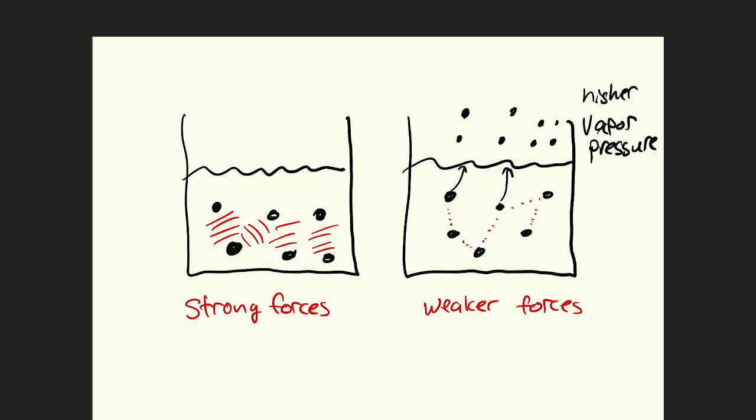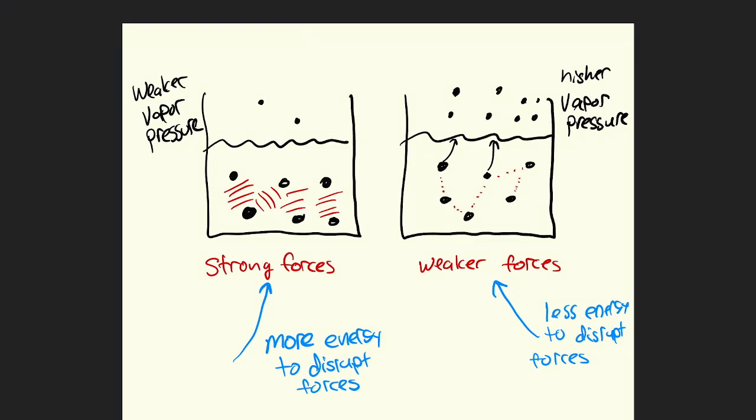In the first scenario, where we have stronger forces, these particles are held in their liquid phase more tightly because they have stronger forces. That means fewer particles are going to escape, and that means we're going to have a weaker vapor pressure. If we think about boiling point, stronger forces are going to hold particles in the solution better. So that means we're going to need more energy to disrupt those forces. If we need more energy to disrupt a stronger force, that's going to result in a higher boiling point. And if we need less energy, that's going to result in a lower boiling point.